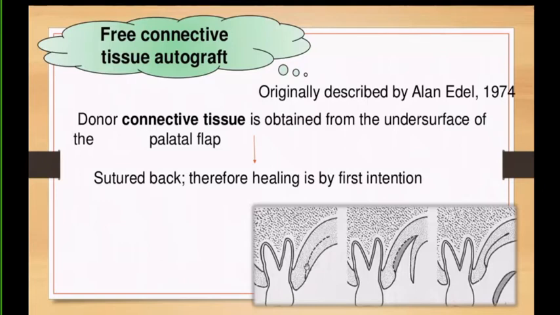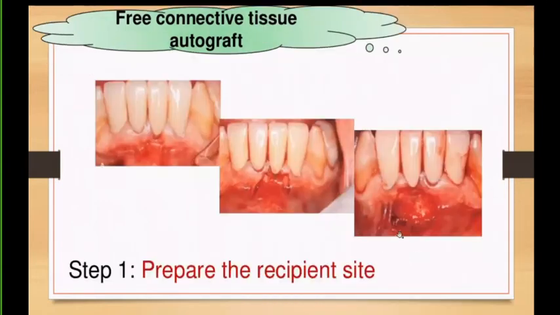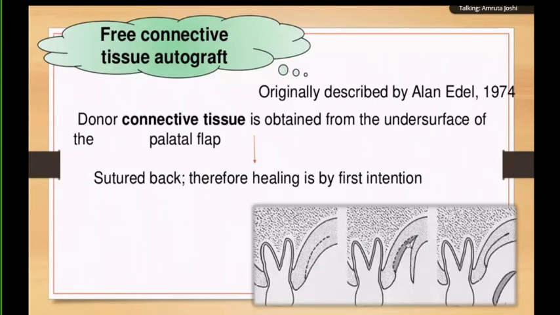This is the palate of the patient. An incision is given here. You just reflect the flap. And then here this lime gray area is connective tissue. So here I am not removing the epithelium, I am just removing the connective tissue. I am suturing back the epithelium on the palate.